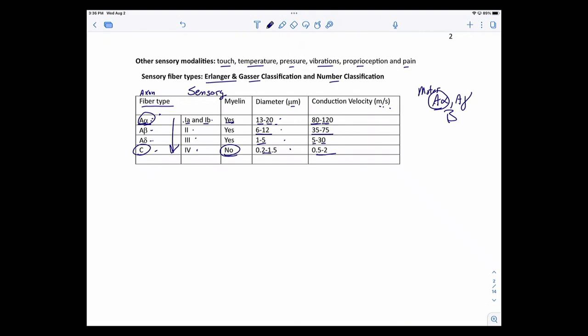So one of the take-home points here is making the connection between degree of myelin, diameter, and conduction velocity. And again, do not worry about memorizing these numbers, but I do want you to understand that A alpha is faster than A beta is faster than A delta, and A delta is faster than C. And just have a general sense of what type of conduction velocities we are talking about here.